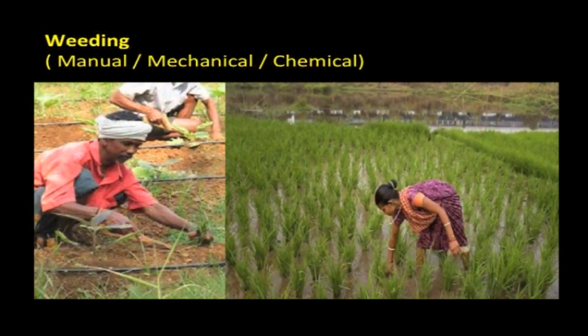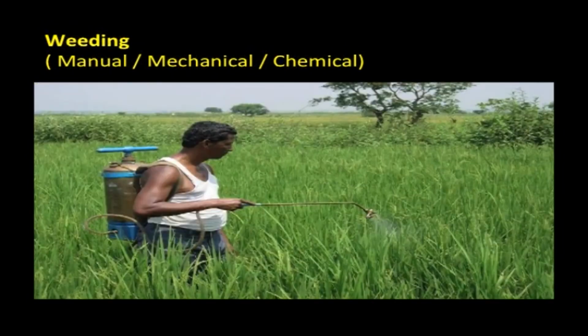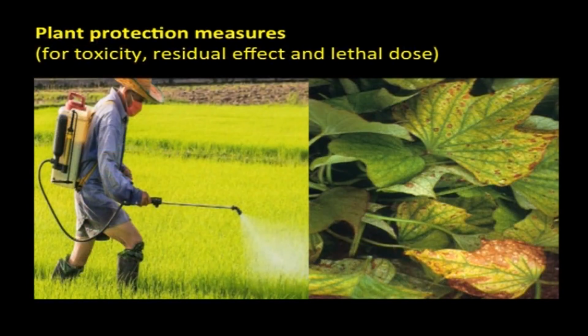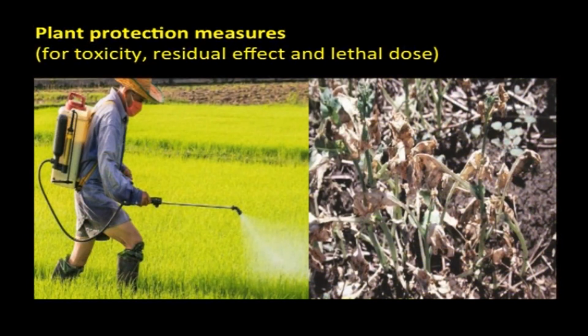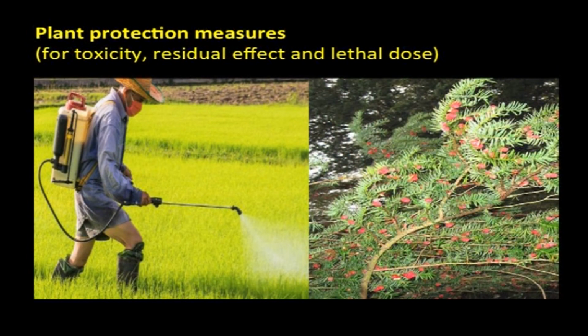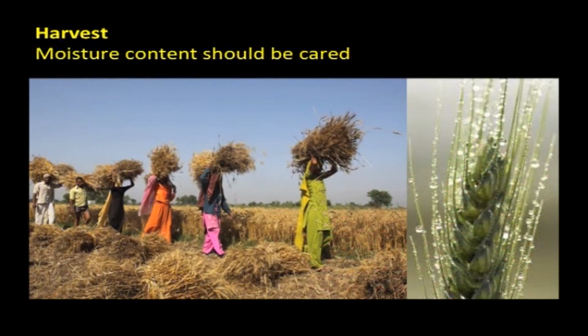Then the next point is weeding. It is done either manually or mechanically or by using chemical means. The next point is plant protection measures. Care should be taken for toxicity, residual effect and lethal dose. Then harvest. Care with the seed and joy with the harvest. So during harvest, care should be taken for moisture content and physiological maturity. A seed crop should be harvested at the physiological maturity stage.